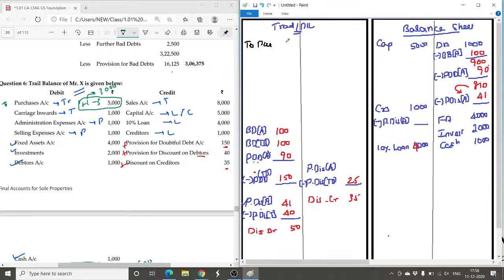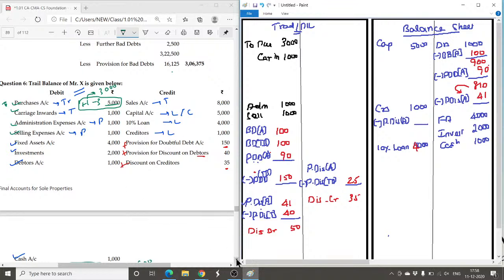So purchases, the value being 3,000 rupees after the adjustment. Carriage in, the value being 1,000. There is no adjustment here. And admin expenses and selling expenses both will come in the P&L account, the second half. So admin expenses being 1,000, selling expenses being 1,000. Okay.